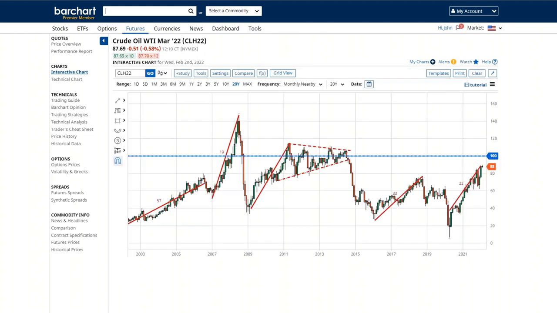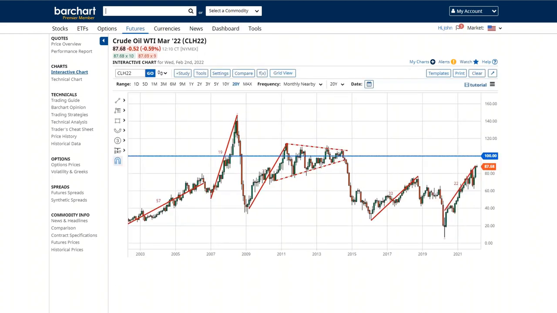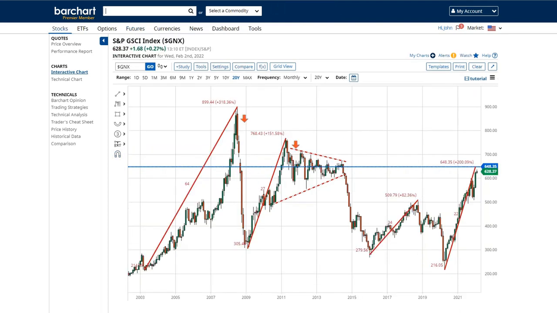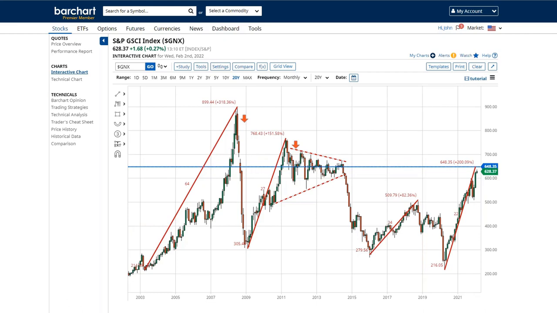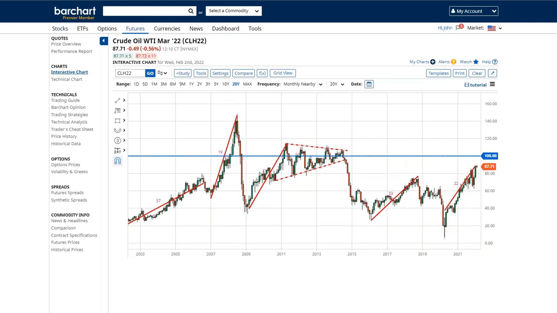And as this loads, what we're going to be looking at here is a 20-year monthly chart of crude oil. And what we can see here is there's a lot of similarities between the crude oil chart and our Goldman Sachs index chart. Very similar looking charts. And that's because this Goldman Sachs index, here it is again, is heavily weighted towards energies.